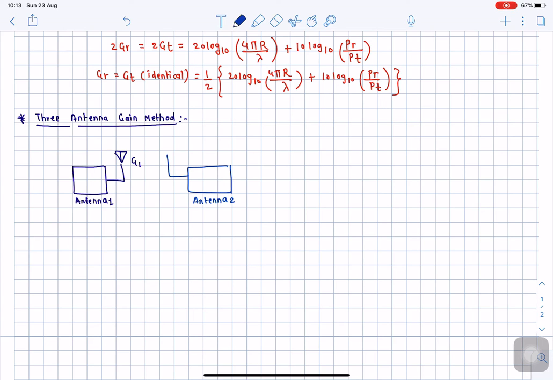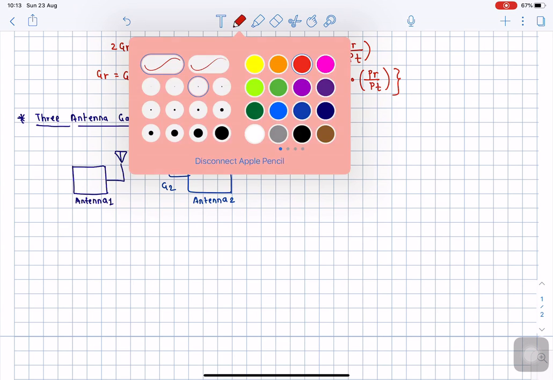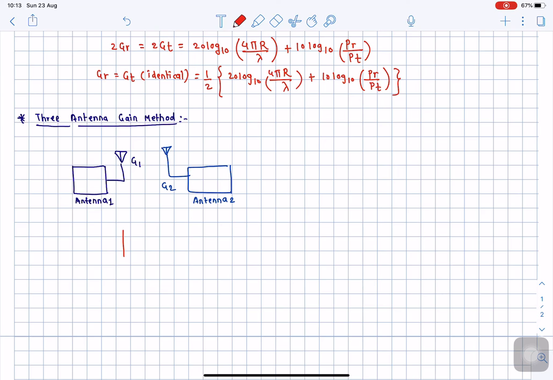The gain of this antenna let us denote by G2. Okay, and let us say there is another antenna, a third antenna, which is different again over here. Let us say this is antenna 3, and this antenna again will have a certain other value of gain, let us say G3. Now here our aim is to find out the gain of all these 3 individual antennas. So how can this be made possible?